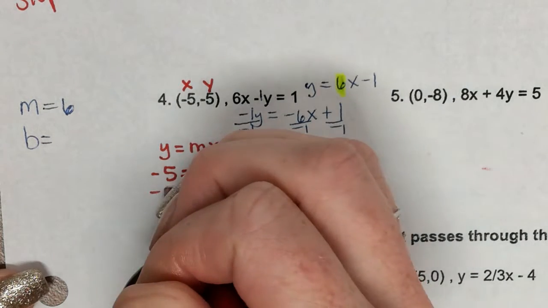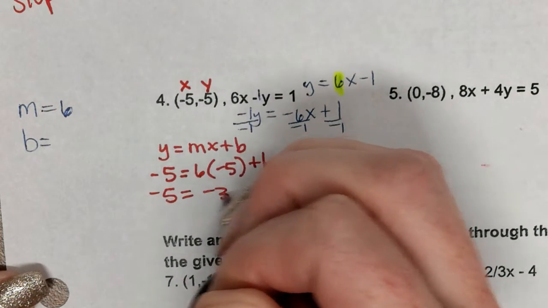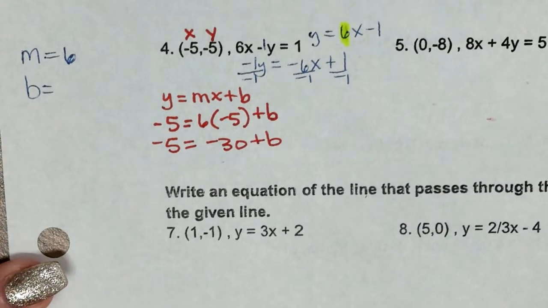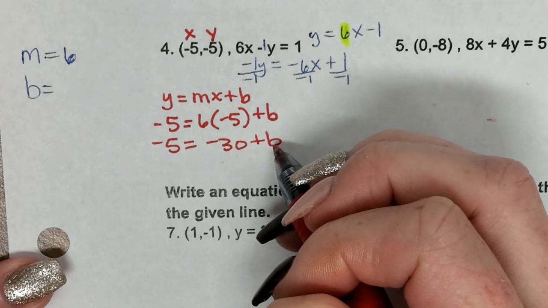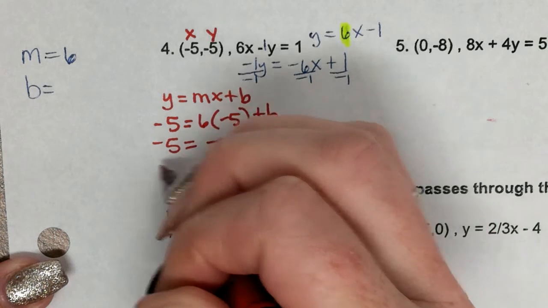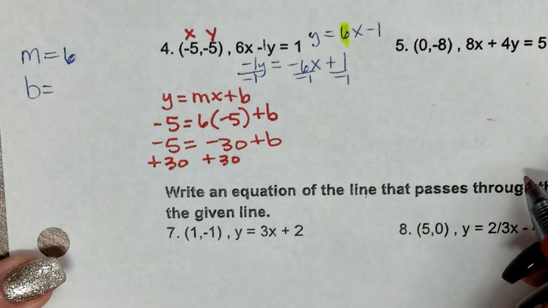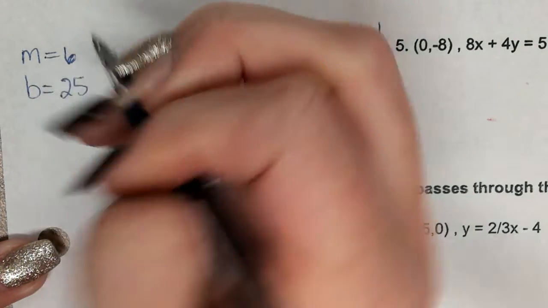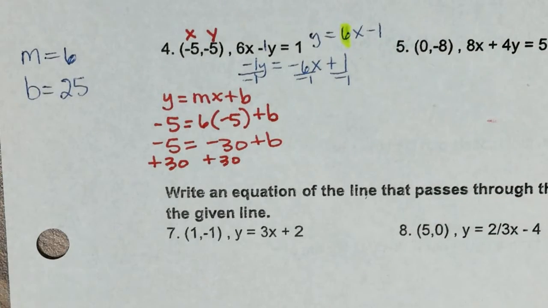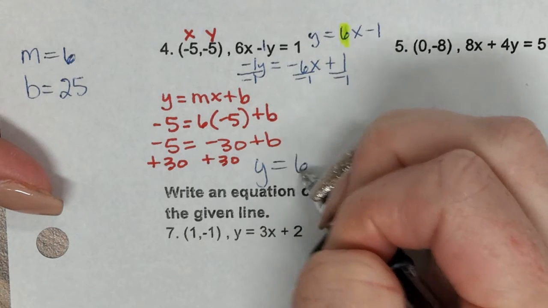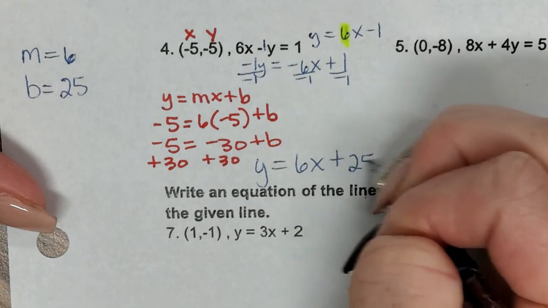Okay, so I have negative 5 equals, what's 6 times negative 5? Negative 30 plus b. How do I solve for b? Add 30. So what is negative 5 plus 30? So now I have my m and my b, so now I can write an equation, yes? So I have y equals 6x plus 25.